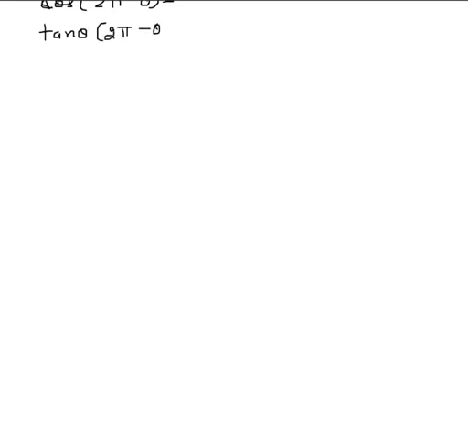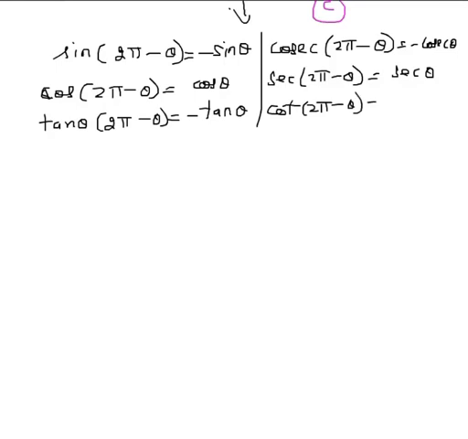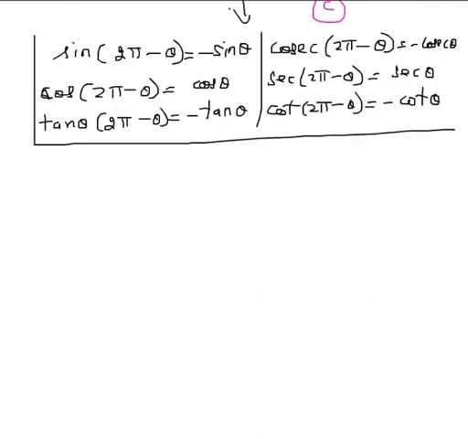Tan in the fourth quadrant is negative, minus tan theta. Cosecant in the fourth quadrant is negative. We don't change the ratio, so it becomes minus cosecant theta. And secant of 2 pi minus theta: fourth quadrant, secant is positive, and don't change the ratio, secant theta. Cot in the fourth quadrant is negative, don't change the ratio, minus cot theta.